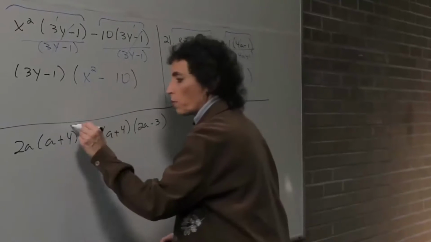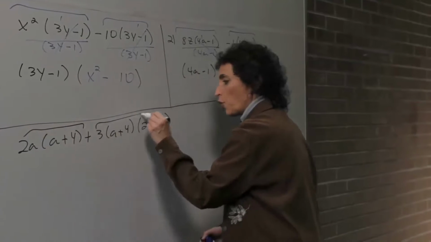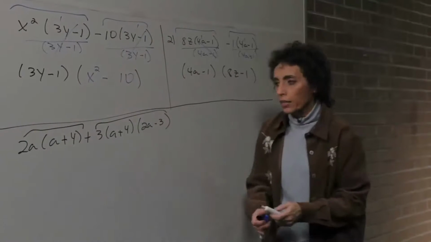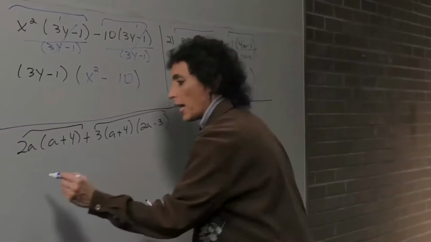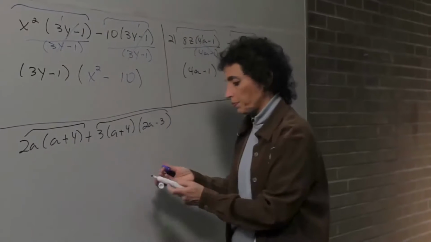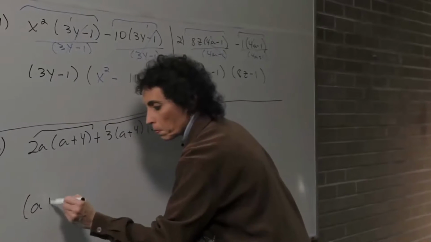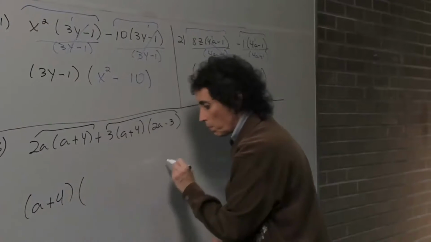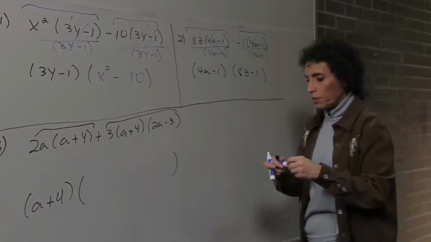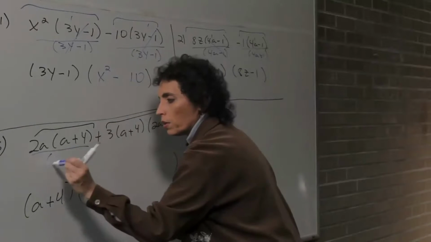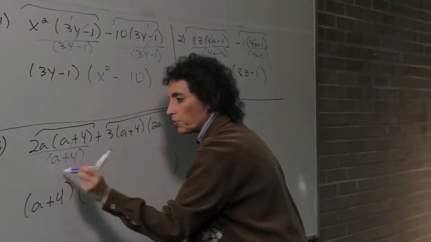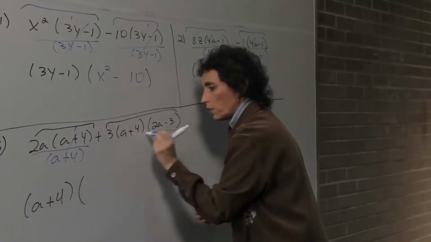All right. This is one term, 3 factors. This is another term, 3 bigger factors. What they have in common, no numbers outside, but they have the a plus 4 in common. Make a big set of parentheses. That may not be big enough, to be honest. So divide this by a plus 4. Divide this by a plus 4.